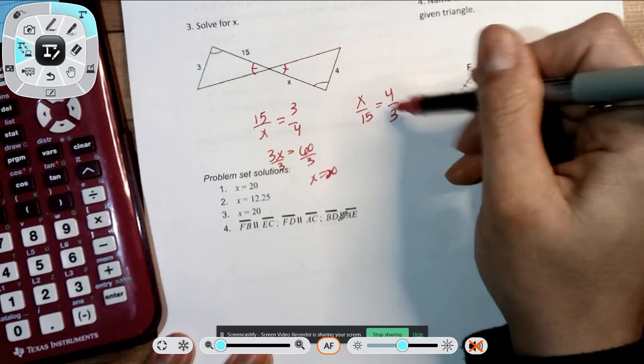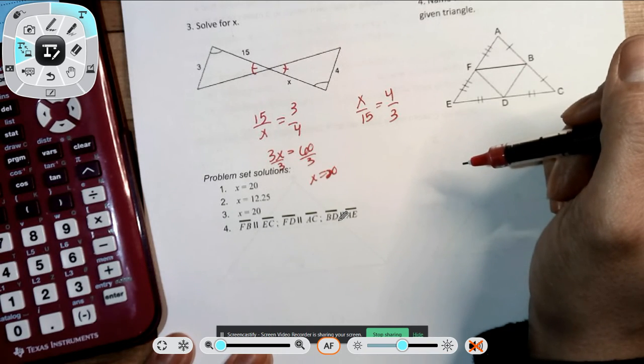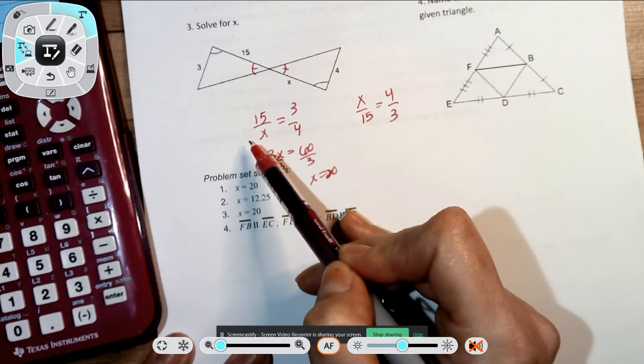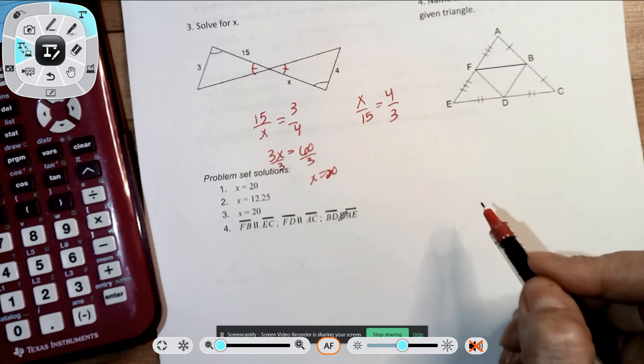You can see over here your numbers are going to work out the same way. 3 times x is 3x, 15 times 4 is 60. I get the same thing as I did over there. I could also do the 4 over 3 or the 3 over 4 first. As long as these pair up in the right order, you're going to be fine.